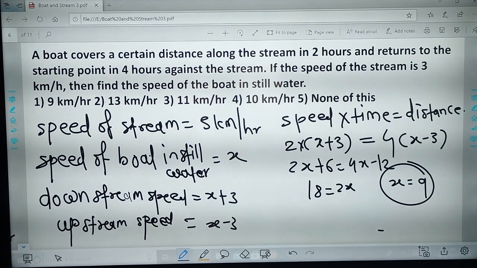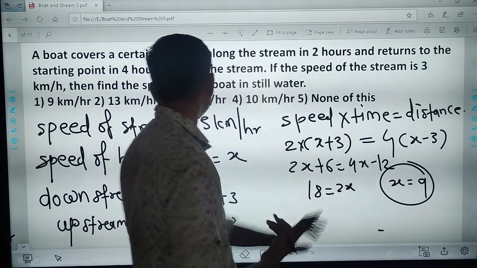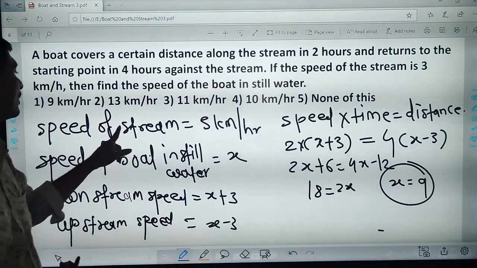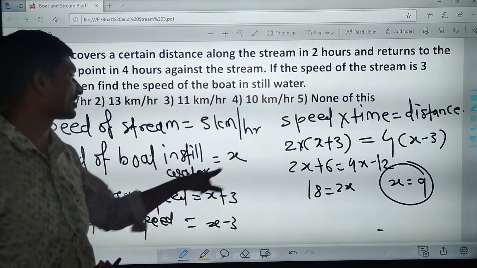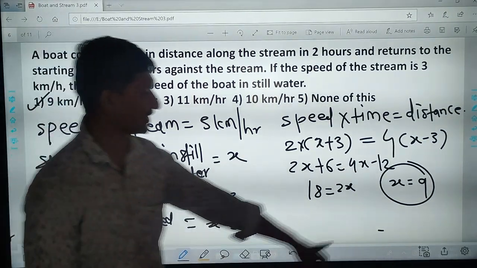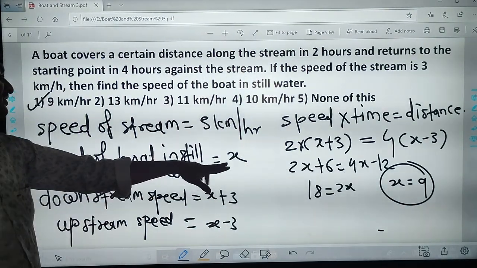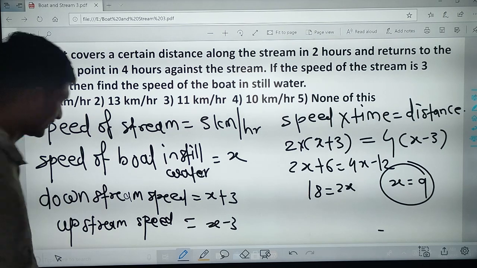If the speed of the stream is 3 km per hour, find the speed of the boat in still water. Here x is equal to 9. Then the speed of the boat in still water is 9 km per hour. Now next.